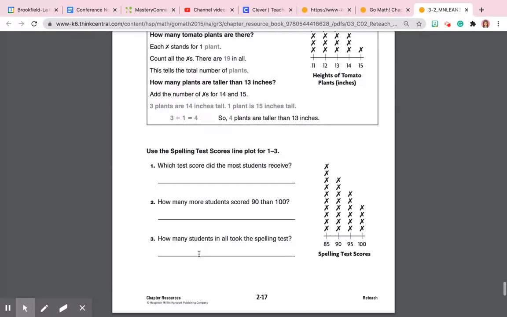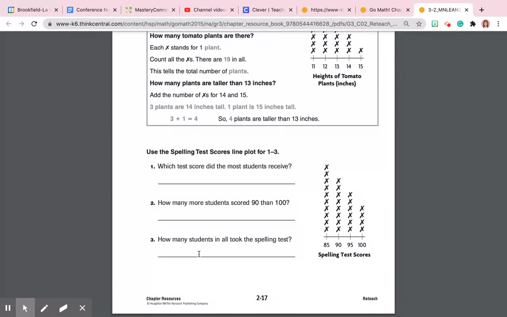Now let's scroll down here and let's look at the problems it wants you to solve. Use the spelling test scores line plot for 1 through 3. Number 1 says, which test score did the most students receive? So we're looking for the most, which means the biggest. So let's look at these numbers. Which line is the tallest? Which line has the most number of X's? Look for yourself, and I want you to think about which test score received the most. Which pile of X's is the biggest?